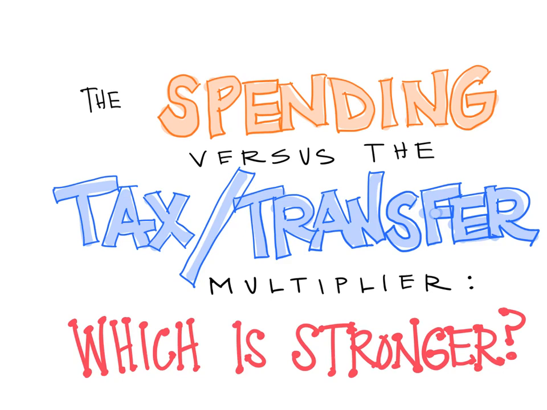In fiscal policy, you're going to be changing government spending or taxes to affect overall spending or aggregate demand to help stabilize the economy. But which should you do? Should you choose government spending or should you choose taxation? Well, it depends. And it turns out the size of the multiplier for each of these is totally different. Well, maybe not totally different, but different. So the question is the spending versus the tax and transfer multiplier, which is stronger?